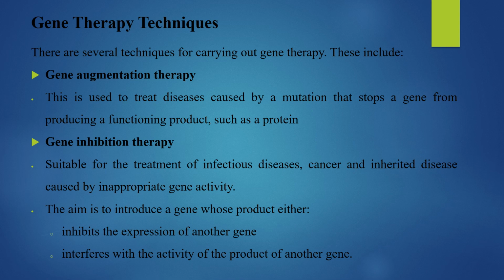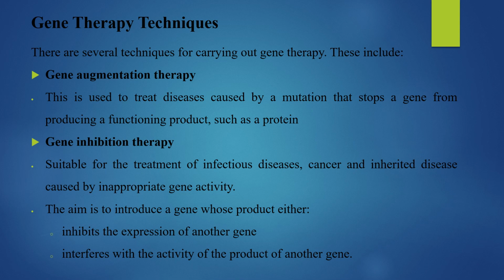Now there are various gene therapy techniques, and these include gene augmentation therapy and gene inhibition therapy. Now in gene augmentation therapy, this is used to treat diseases caused by a mutation that stops a gene from producing a functioning product such as a protein. So if there's a mutation that prevents the production of a particular protein, then gene augmentation would be useful.